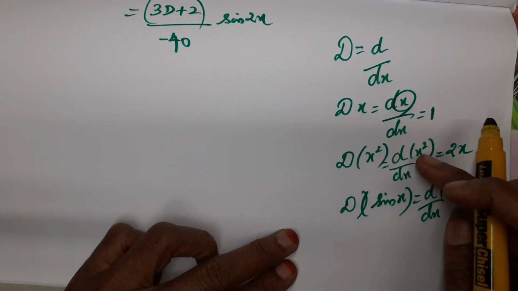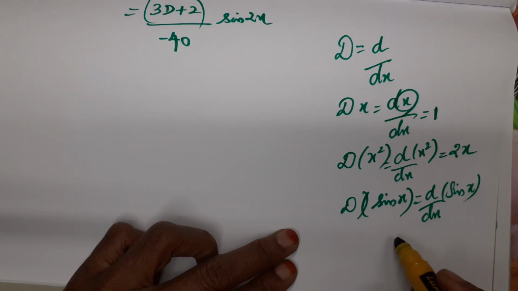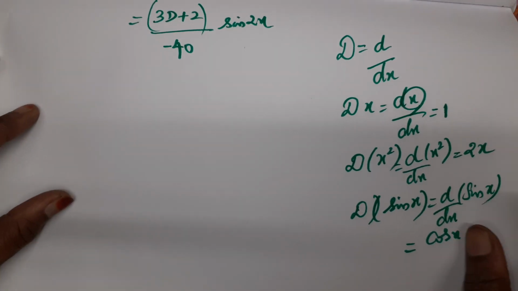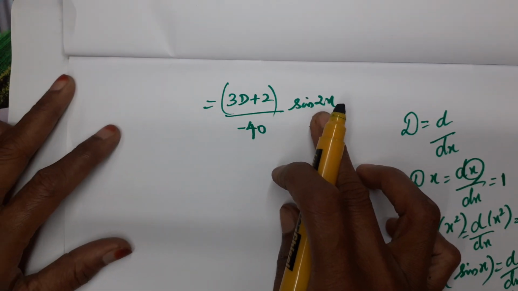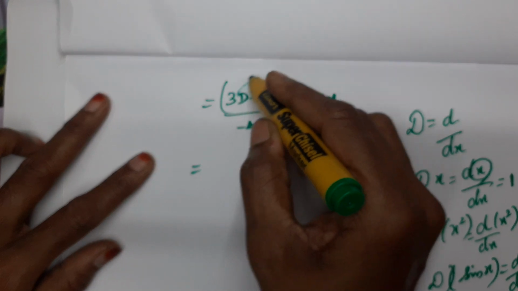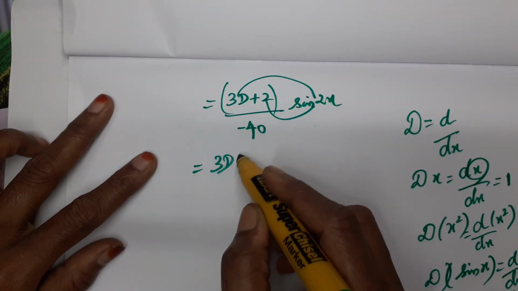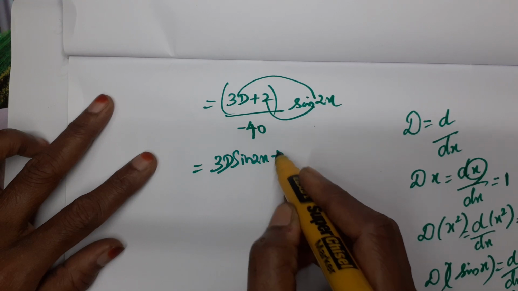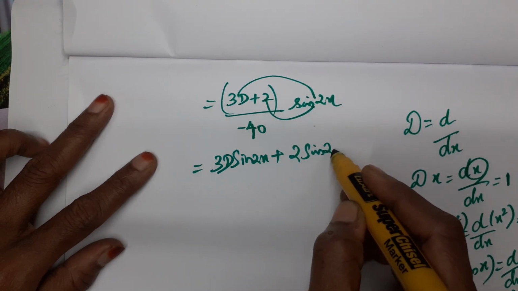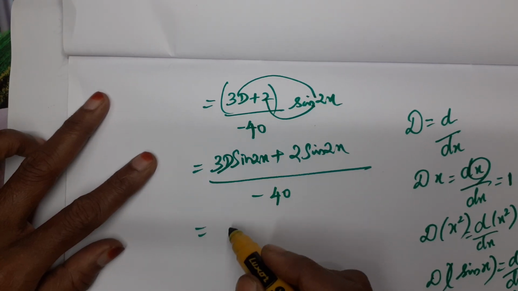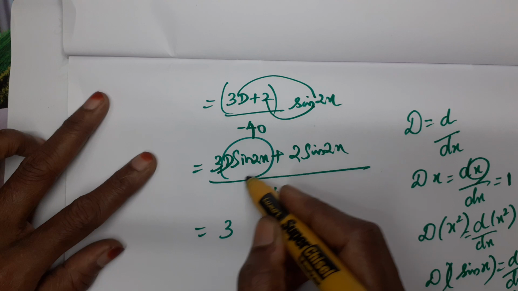Here we differentiated x squared, we got 2x. Here we are going to differentiate sine x, so we are getting cos x. Similarly, here also we are going to do that. We are expanding, multiplying this term with this and this term with this again. So 3 d sine 2x plus 2 sine 2x divided by minus 40. 3 d sine 2x means 3 into d of sine 2x.